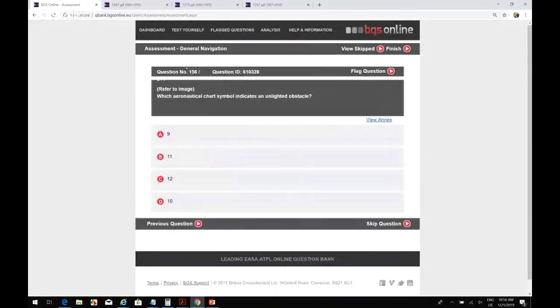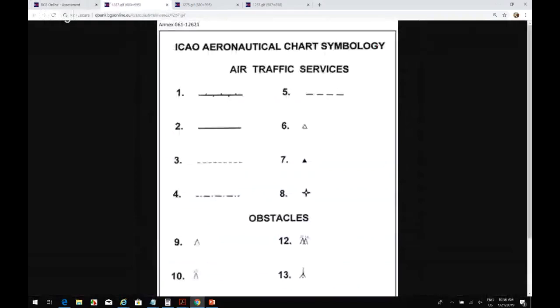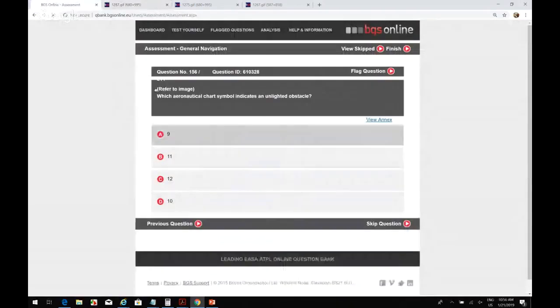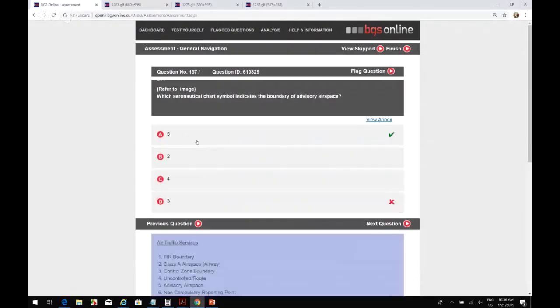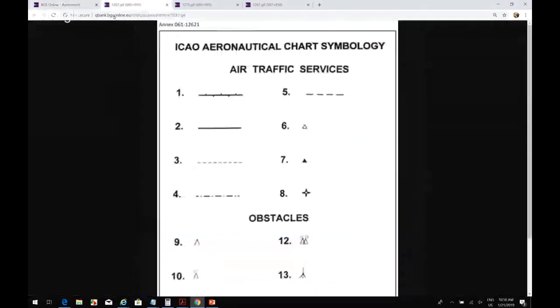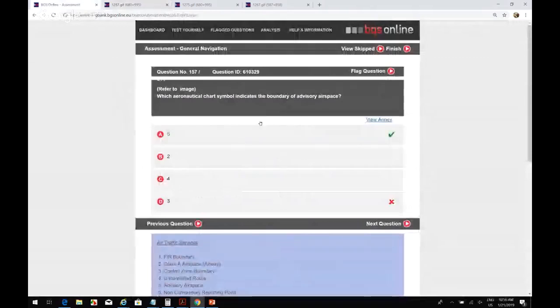Which symbol indicates an unlighted obstacle? Number 9. Boundary of an advisory airspace. Is that number 3? No, number 5. Okay. Sorry. Bad memory now.